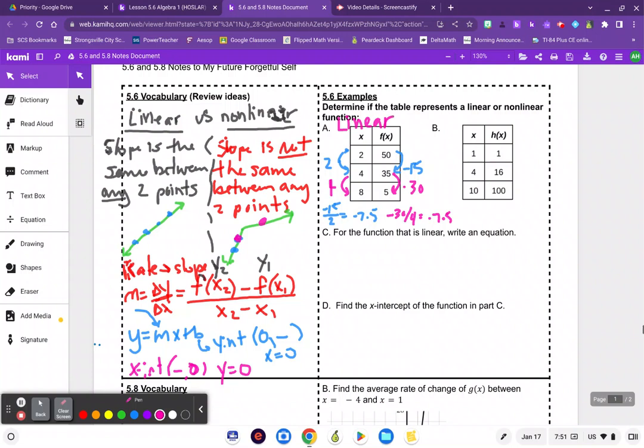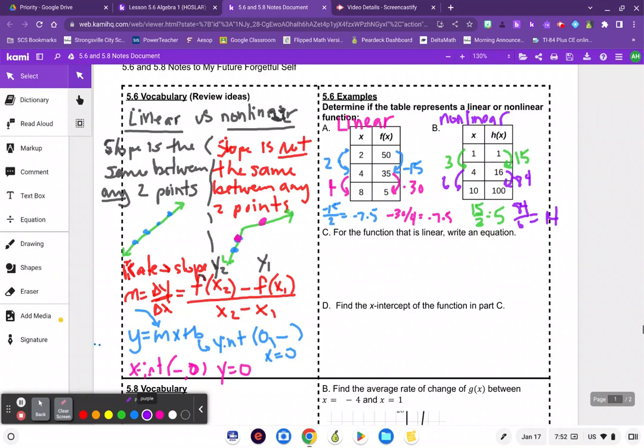Okay. Table B, let's go check table B. Table B has a change in y of 15 over 3. And so 15 over 3 is 5. And then we have a change in y of 84 over 6. And 84 over 6 is 14. Those are not the same rates, not the same slopes between the 2 sets of points, I should say. So that would be a nonlinear function.